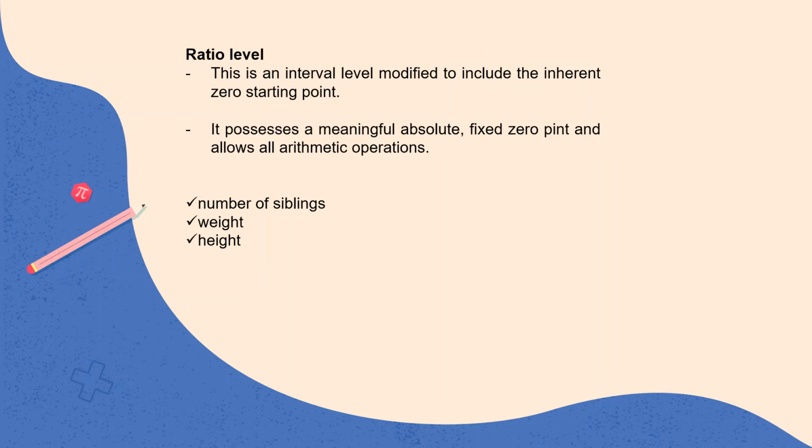And for the ratio level, this is an interval level modified to include the inherent zero starting point. It possesses a meaningful absolute fixed zero point and allows all arithmetic operations. For example, number of siblings, weight, and height.